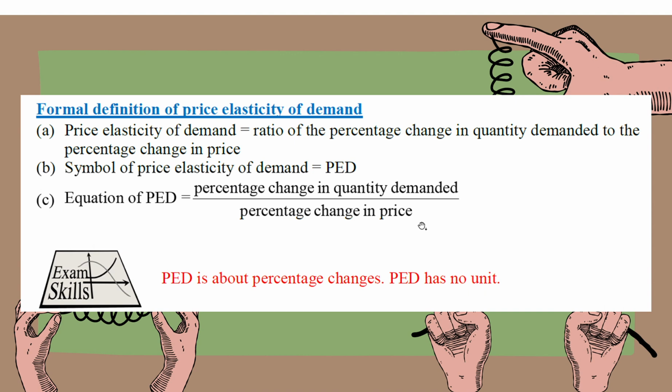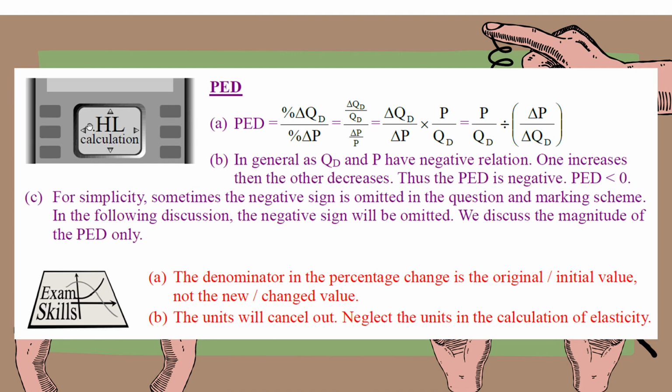In paper 1 and 2, you do a little bit of calculation. In paper 3, we stress calculation. And for the HL student, remember PED is about percentage change. In general, QD and P are negatively correlated.